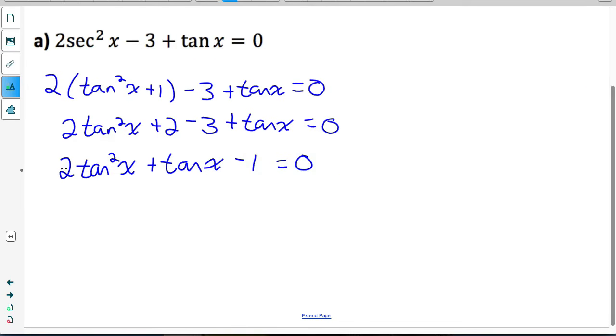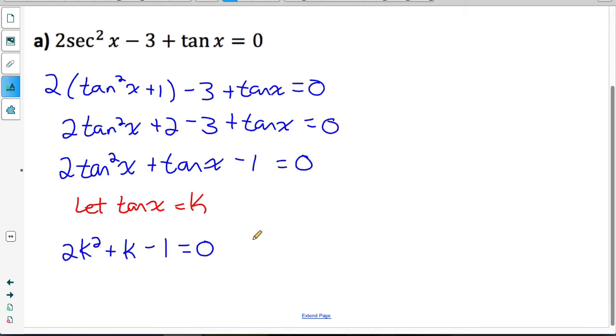Now that it's simplified, it's set to 0, it's a quadratic, we want to try and factor it if possible. So I'm going to use a let statement just to make that easier to visualize. So I'm going to say let tan x equal k. So that would give me 2k squared plus k minus 1 equals 0.